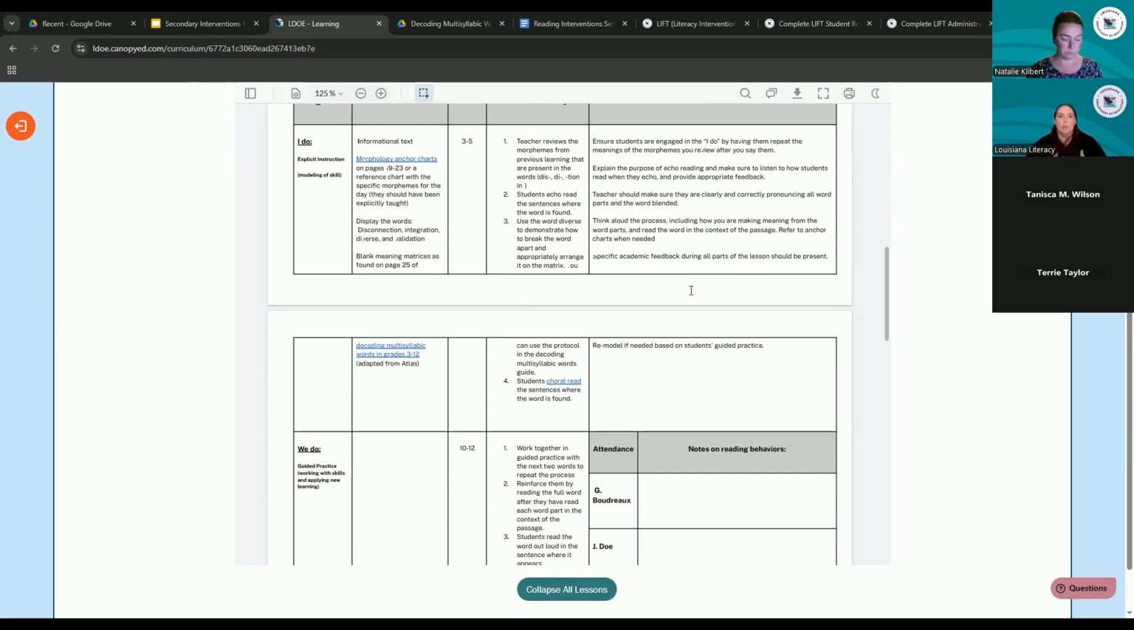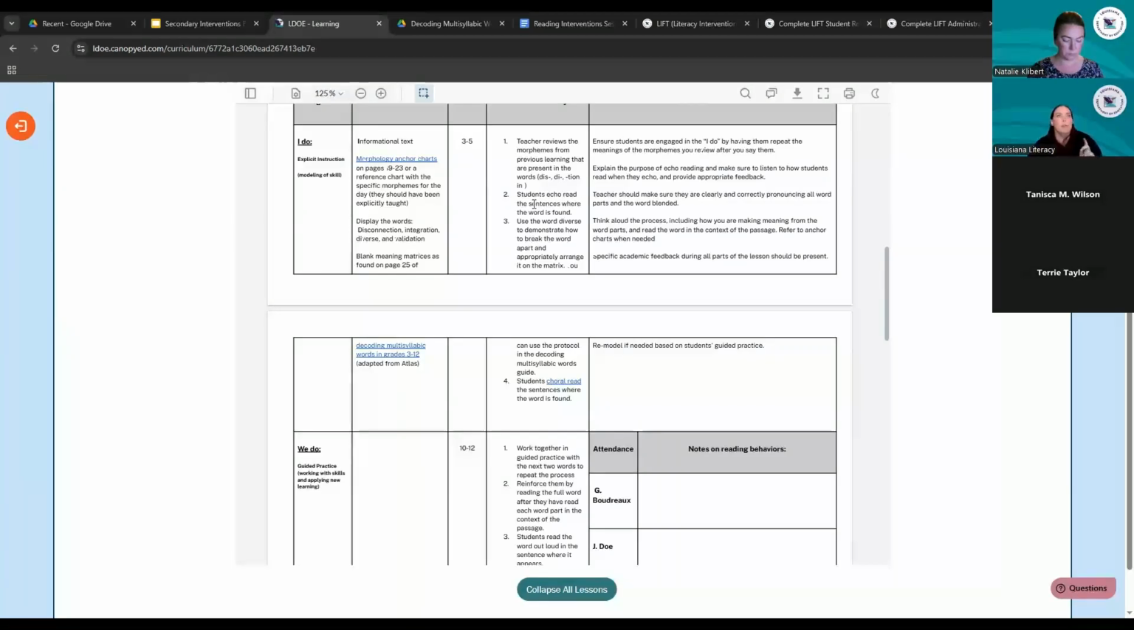I do something, they do something. We are constantly having that reciprocal back and forth explicit response happening. And then I'll make sure, because today I'm not going to go over every single morpheme we've covered. I'm going to go over the ones that are relevant to the words that I'm looking at today. So today, if you look in the materials, I want to use the words disconnection, integration, diverse, and validation.